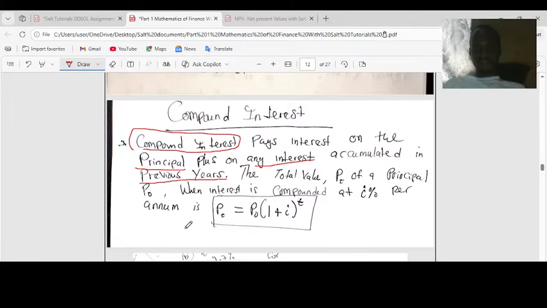So let's say I have 500 kwacha this year, I invest it. So next year, let's say we calculate interest and I have maybe 520. So what was added was 20 kwacha. So the other year, it means I'll have 520 kwacha, not 500.